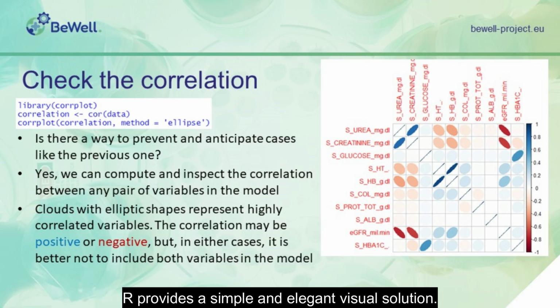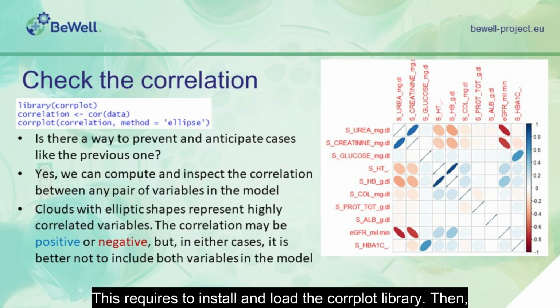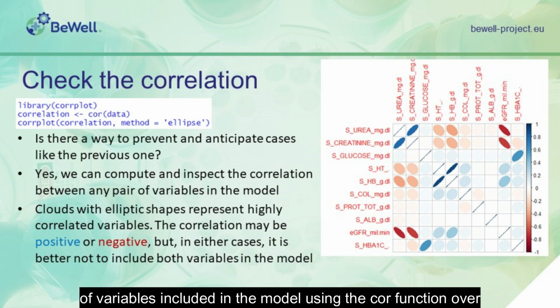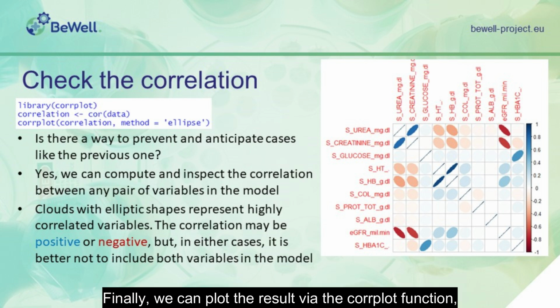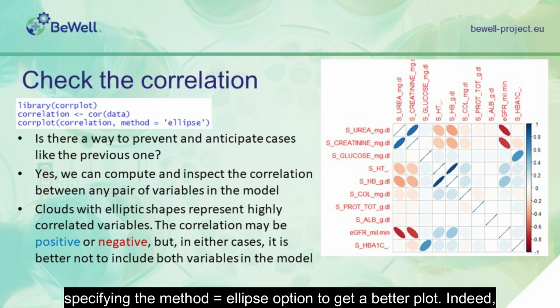Yes, R provides a simple and elegant visual solution. This requires to install and load the corrplot library. Then we can compute the correlation between any pair of variables included in the model using the cor function over the whole set of data. Finally, we can plot the result via the corrplot function included in the package we just loaded, specifying the method equals ellipse option to get a better plot.